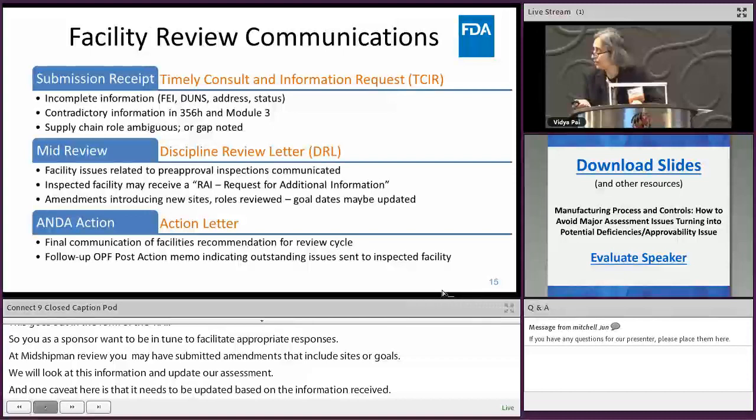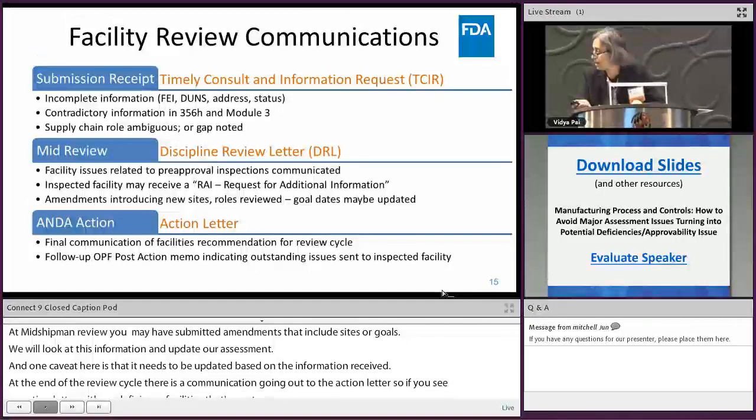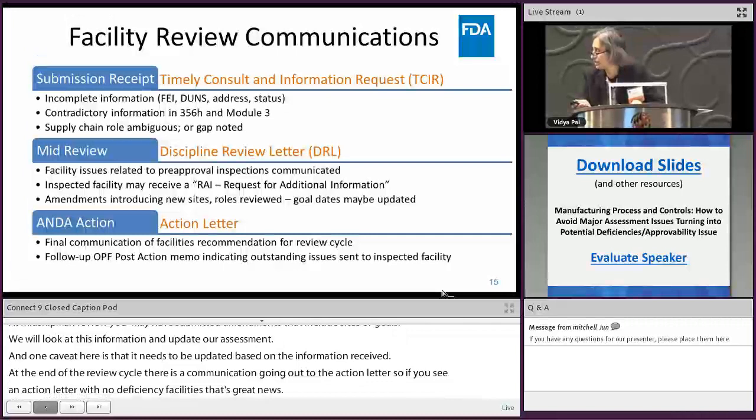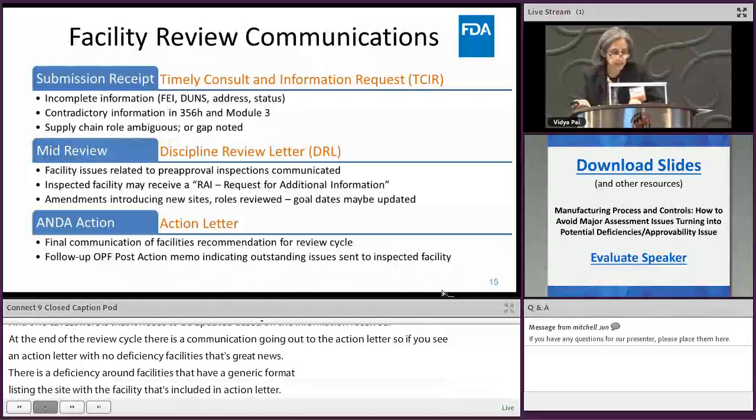So if you see an action letter with no facilities deficiencies, that is great news. If there is a deficiency around facilities, that would have a generic format listing the site and the FEI for the facility being included within the action letter. But the inspected facility would get a separate memo from the facility reviewer indicating outstanding issues. So again, communication with the inspected facility becomes important.